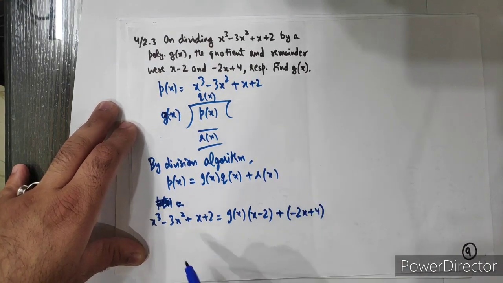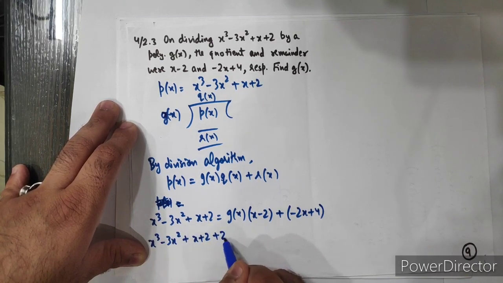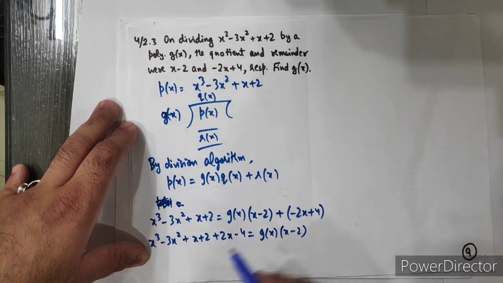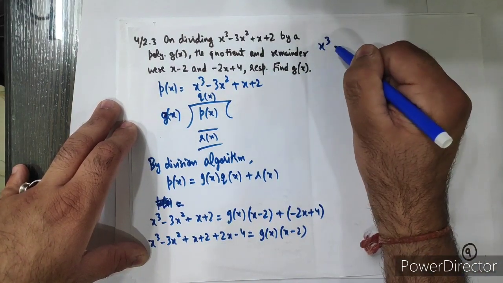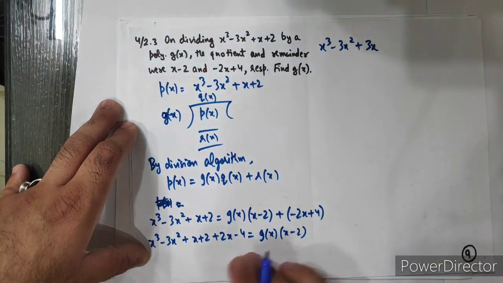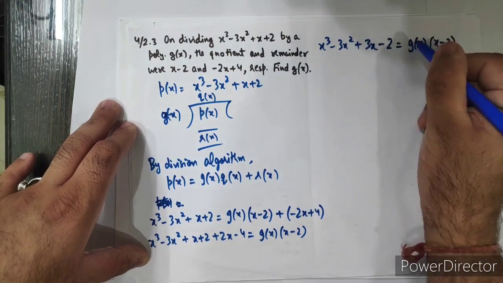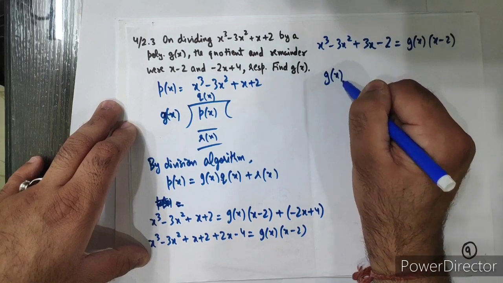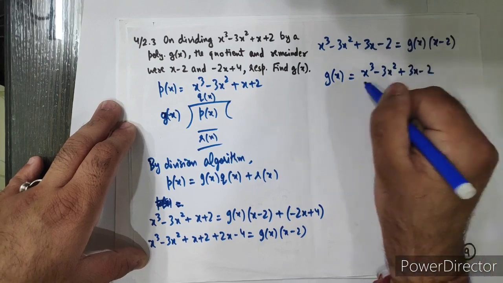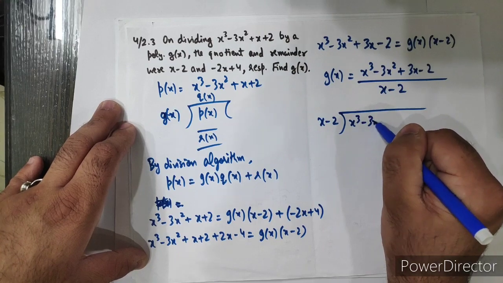Now if you take this term to the left hand side, you will get this, ठीक है, you are getting this plus 2x minus 4 and g(x) into x minus 2 is exactly the same. Now just simplify this further, अगर simplify करेंगे तो क्या आ जाएगा, x cube minus 3x square plus 3x, we are just adding the like terms, minus 2 equal to g(x) times x minus 2. Now we need to find g(x) here, so you are just going to divide this by x minus 2. So if you divide this by x minus 2, you will get g(x). So we just have to perform the long division to get the value of g(x).